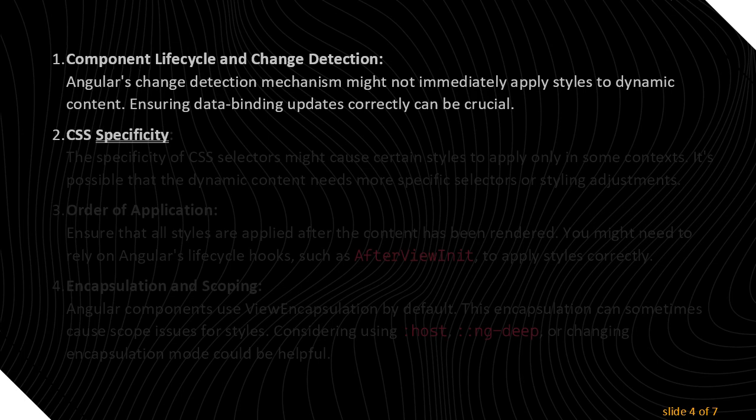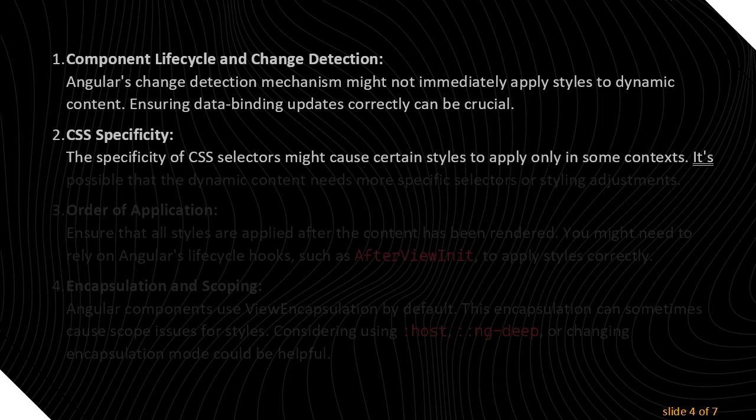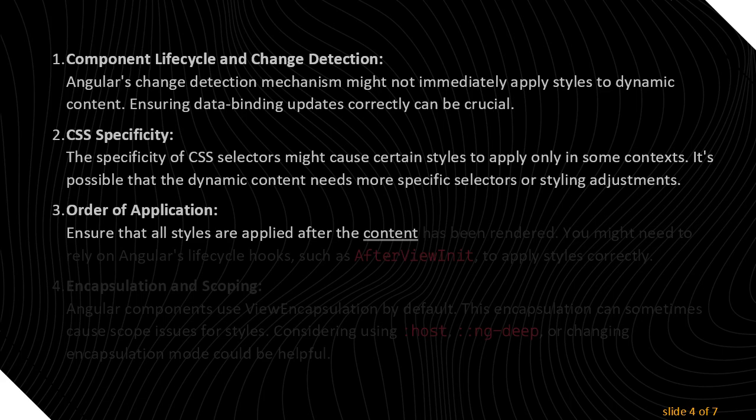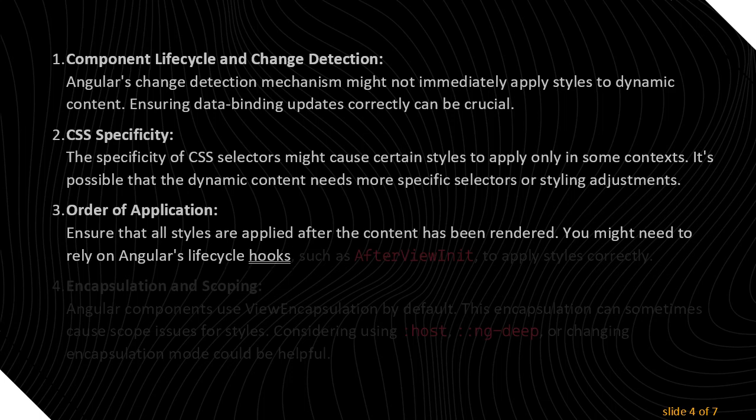CSS specificity. The specificity of CSS selectors might cause certain styles to apply only in some contexts. It's possible that the dynamic content needs more specific selectors or styling adjustments. Order of application. Ensure that all styles are applied after the content has been rendered. You might need to rely on Angular's lifecycle hooks, such as ngAfterViewInit, to apply styles correctly.